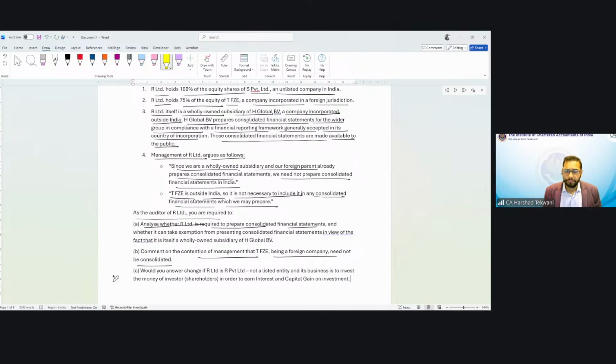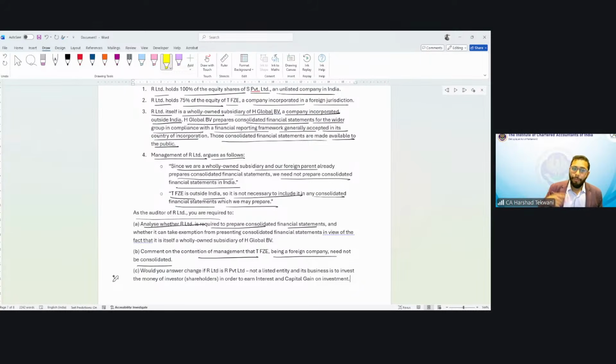So, section 129(3) talks about only the Indian company. It's not about the foreign company. When the Indian company is required to prepare the CFS, it has to be prepared, whether the subsidiary belongs to India or outside India. But when the Indian company itself is exempted from the CFS, then the holding company will not worry about whether the foreign entity is preparing or not preparing, since it is not applicable in India.